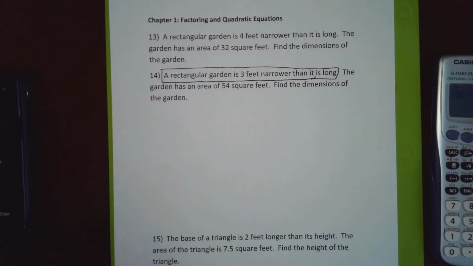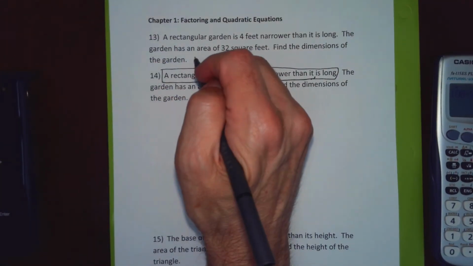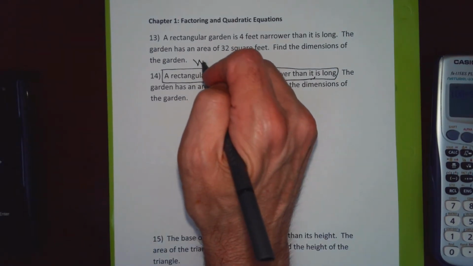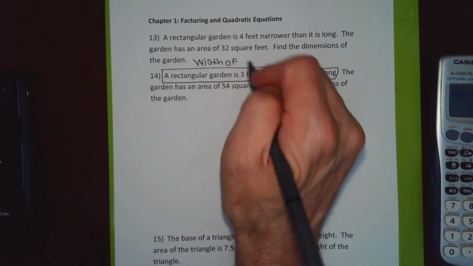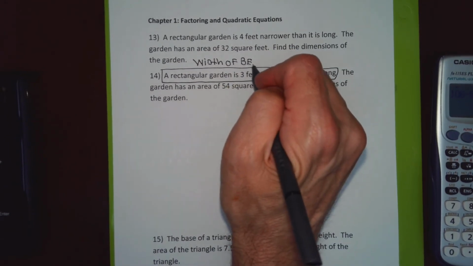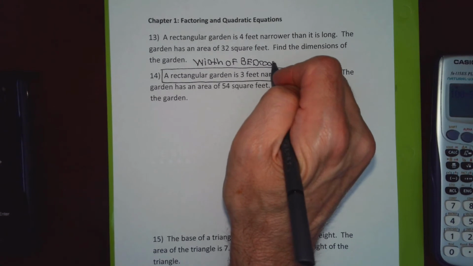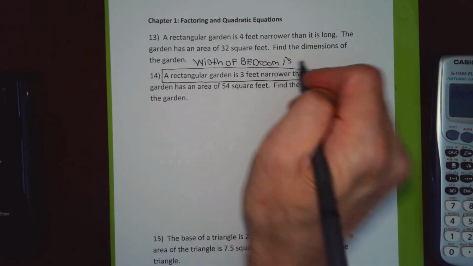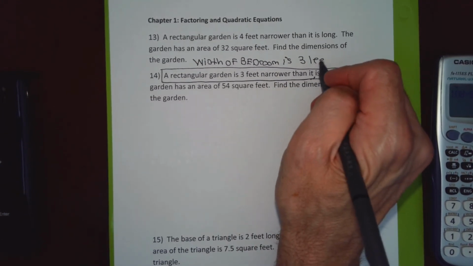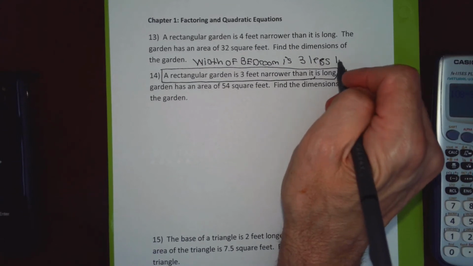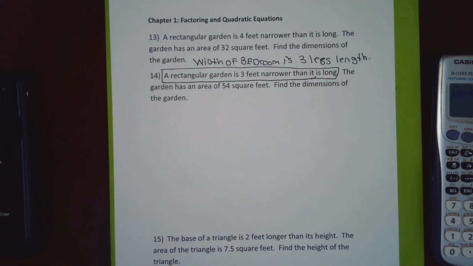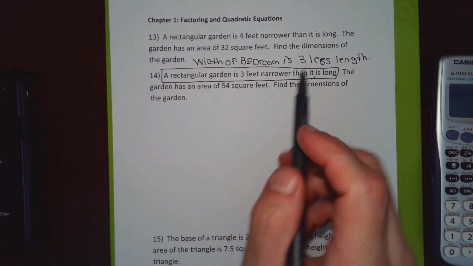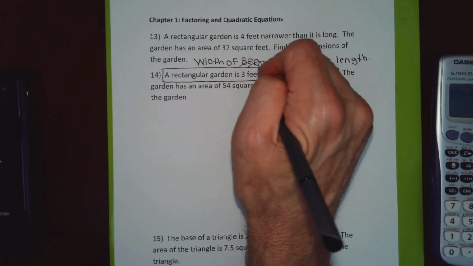I kind of don't like the way I've written this, but I just wrote it this way because it just came out naturally. This first sentence really says that the width of the rectangular bedroom is 3 less than the length. I'm running out of room, so I'm going to run out of grammar. That's what the first sentence says to me. It's a garden. That's not a bedroom anymore.